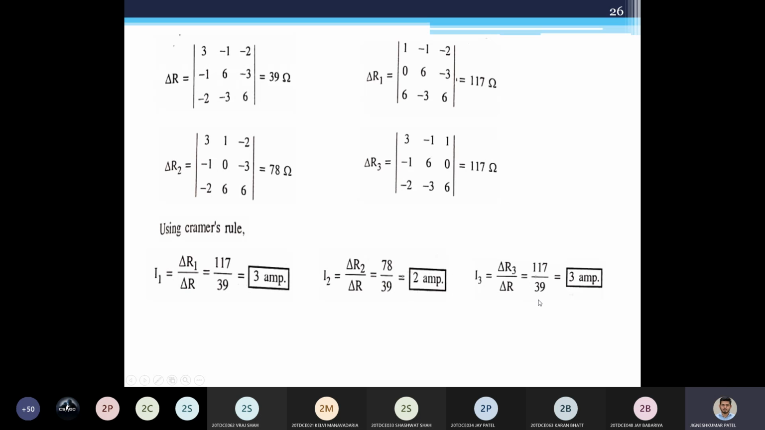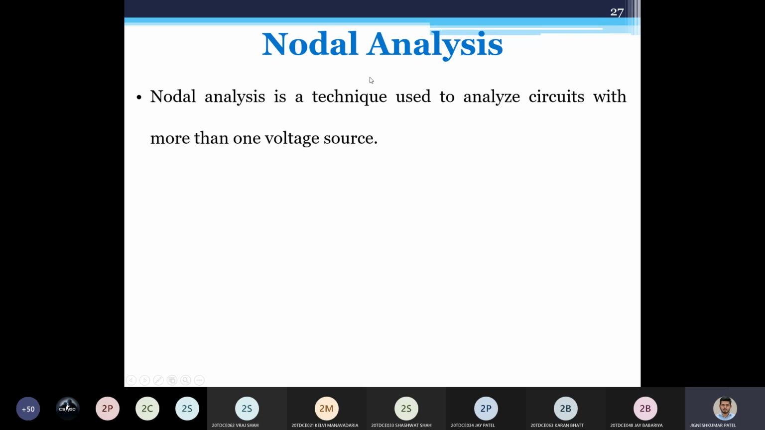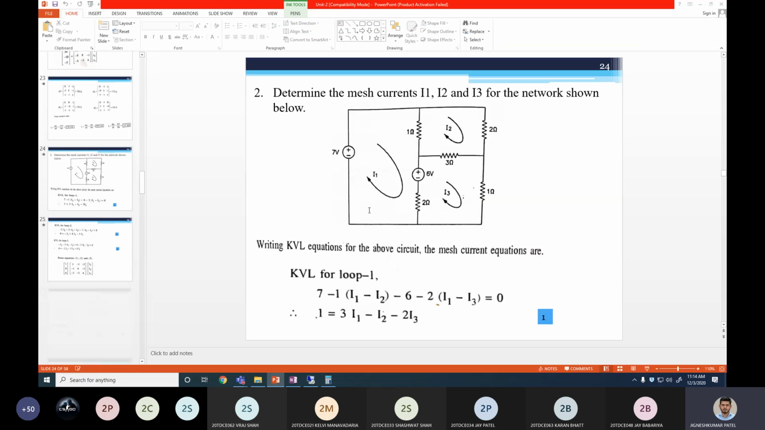Otherwise, you get 3, 2, 3. Okay, so this is how you can solve this. I'll share this PPT. Just go through it once again and see where you are wrong. Otherwise, we are running out of time. It is 11:14 already, and we'll start with nodal analysis in the next lecture. Okay, I'll share this PPT today.